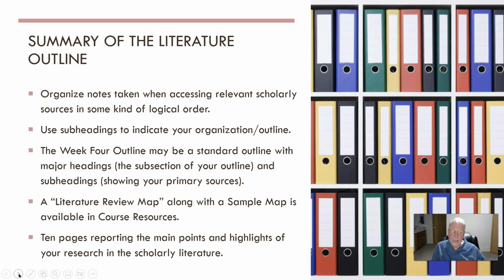So the week 4 outline can be a standard outline with major headings and subheadings, Roman numeral 1, etc., which would be a major heading, then really a subheading, given that this is just a section in a proposal. And then A, B, C, and those would be indicating your key resources. So your primary heading will be the title, the way that you're indicating how you have organized your notes, and then underneath that will be a listing of what you feel in that area are the key sources that you want to draw from when it comes to your summary of the literature.